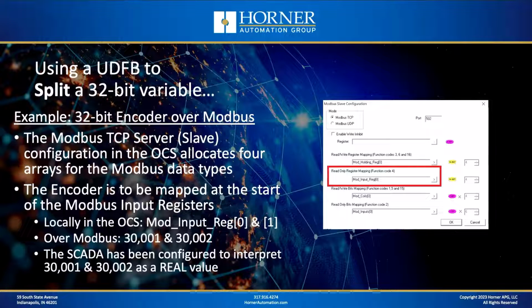okay, or read. And in the OCS, after we've started with our double integer that has that 32-bit data, our user-defined function block is going to split that up into 2 16-bit variables that we're going to store in Modbus input reg 0 and Modbus input reg 1. So that'll be where we put the broken down data, so that it's accessible over Modbus.